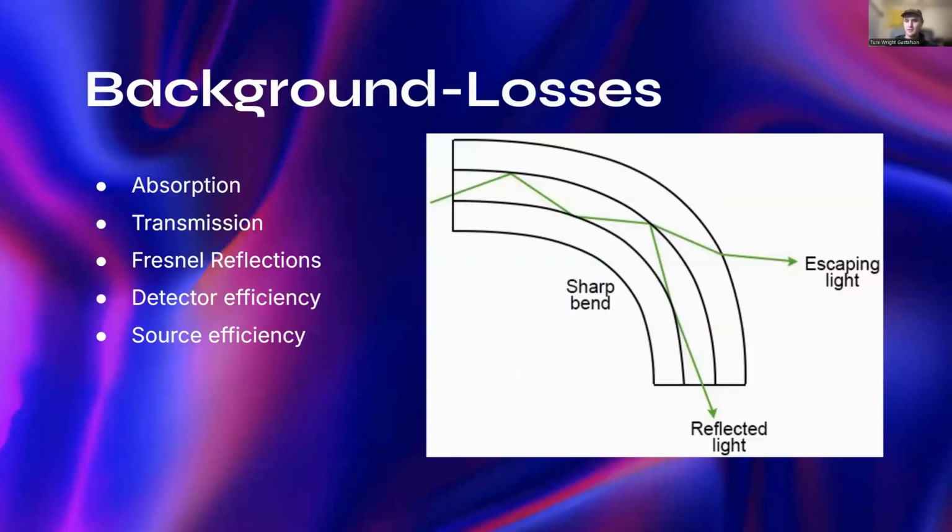Next slide. There are a few sources of losses still. Absorption occurs as light dissipates in the material. With sharp bends in the fiber optics, rays can still escape. And there are Fresnel reflections, which are losses at the interface, or when light enters and exits the cable. These losses can lead to higher attenuation coefficients and lower signal to noise ratio.